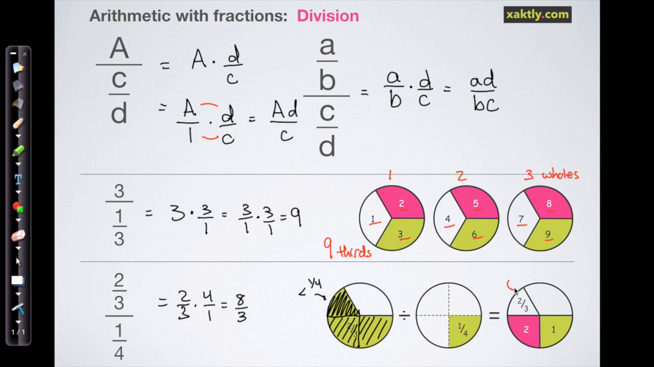Well, it's less than 1/4, and in fact, it's 2/3 of 1/4 of the circle, or 1/4 of 2/3 of the circle. And if we add up what we've got here, we've got 2/3 plus 3/3 plus 3/3 of the circle, and that's 8 thirds, which was our result.